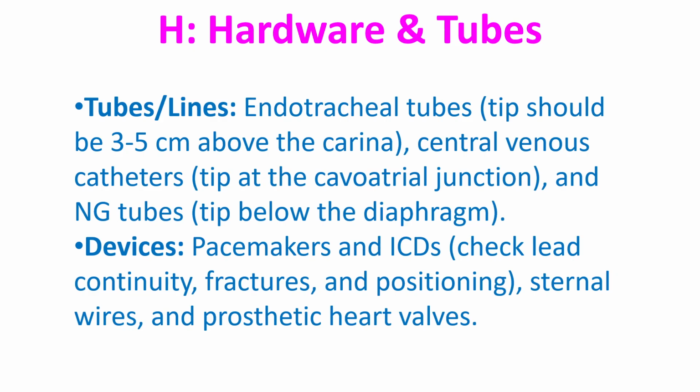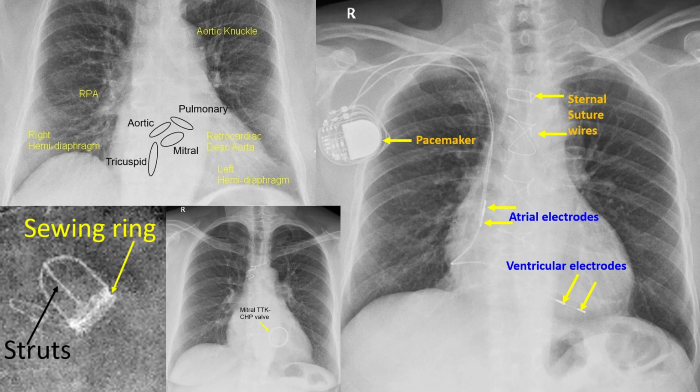Devices, pacemakers and ICDs. Check lead continuity, fractures and positioning, sternal wires and prosthetic heart valves. Upper panel illustrates the positions of tricuspid, aortic, pulmonary and mitral valve prosthetic valves. Lower part, an enlarged fluoroscopic screenshot of the sewing ring and struts of a caged ball prosthesis of the aortic valve.